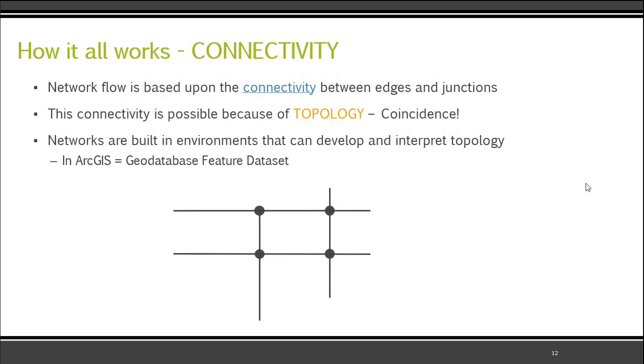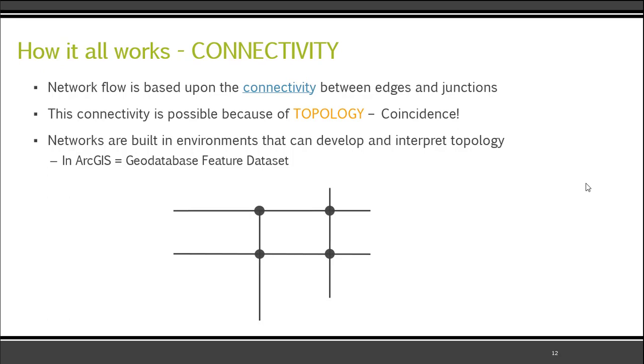All right, so we're coming back to how does this all work, right? We've talked about this a little bit, is that it's relied upon the concept of overlapping endpoints, which is our connectivity topology. Coincidence. What is the coincident feature? It is our endpoints. So we must have data that is topologically correct in order to be able to model across our network, across our edges. So networks are built in environments that can develop and interpret topology. So in ArcGIS, your network is going to always live in a geodatabase feature data set.